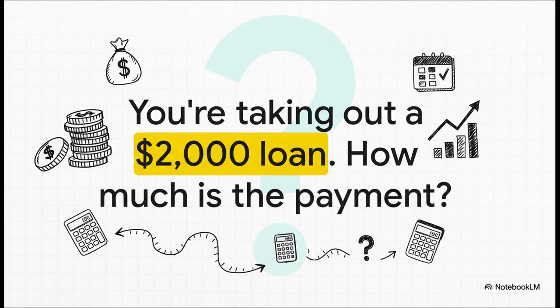Let's start with a situation pretty much all of us can relate to. Taking out a loan. Let's say you borrow $2,000. Using our toolkit, we can figure out the most important variable of all.